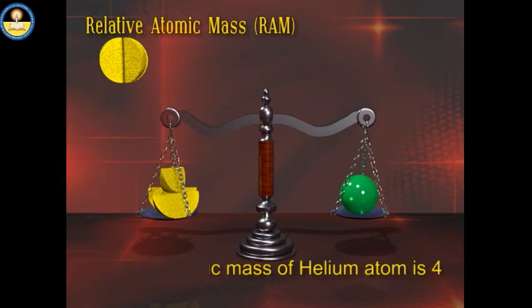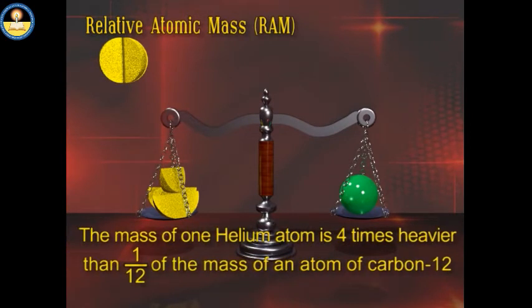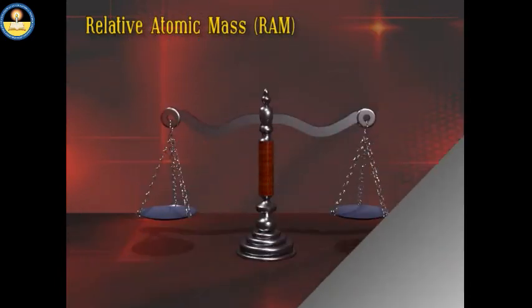We know that relative atomic mass of a helium atom is 4. Therefore, the mass of one atom of helium is 4 times heavier than 1 upon 12 times the mass of an atom of carbon-12 taken as standard.